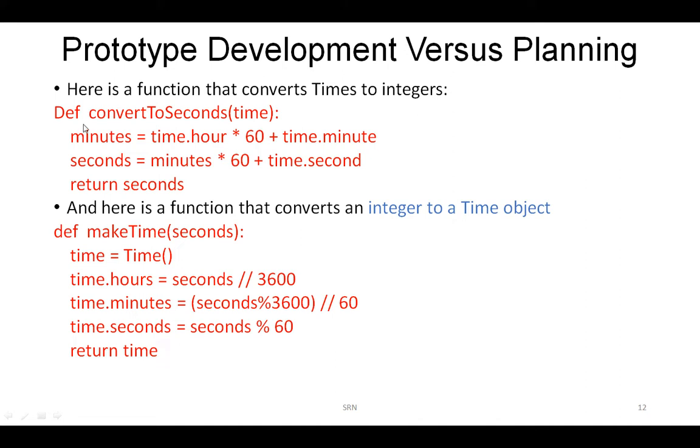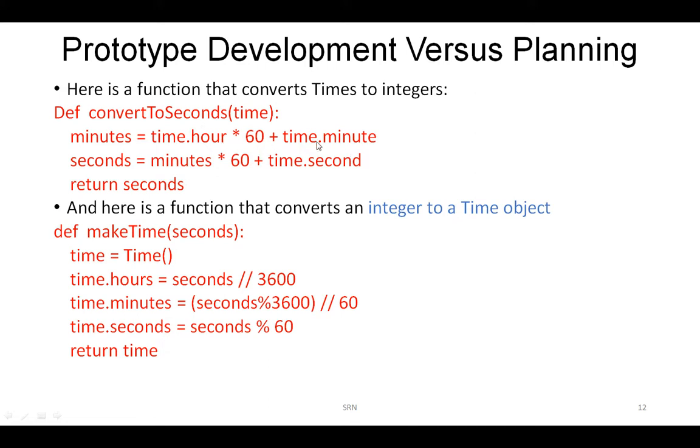So here we are defining a function. Yeah, this D should be a small case. Do not write this as a capital case. Define convert to seconds, and you are passing some time object to it. Now convert this to an integer. That is, minutes is equal to time dot hour multiplied by 60 plus minutes. That is, we are converting hour to minute.